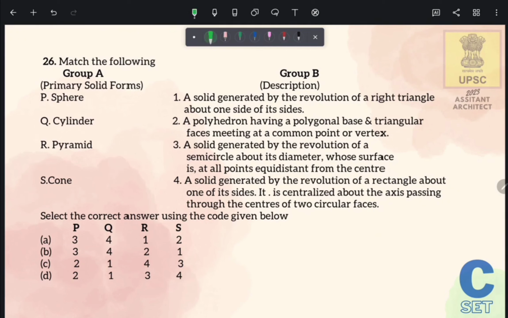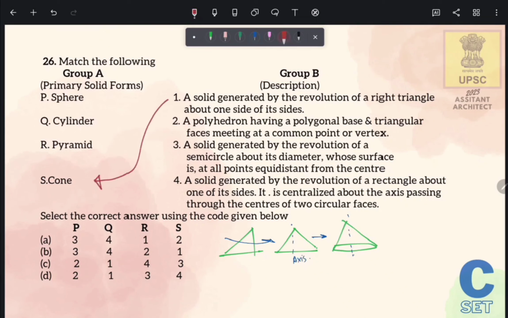First is a solid generated by revolution of a right triangle about one of its sides. So this is a triangle and we will rotate it about one of its sides. So when we rotate it, it will look like this in 2D, and in 3D it will look like a cone. This is its axis. So first is the description of cone.